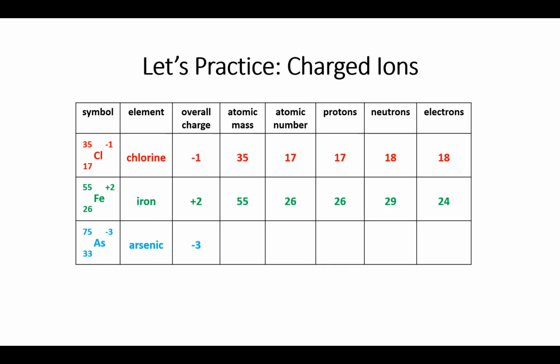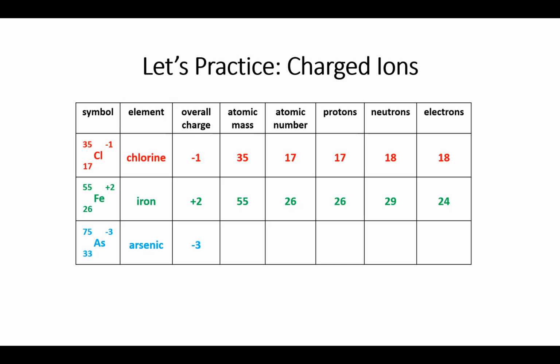If it has a +2 charge, that means we must have lost 2 electrons. If you look at the overall balance here, the nuclear charge is a +26. That's coming from your protons. There's a -24 coming from the 24 electrons circling around the nucleus. When we add those two up, we get a +2 overall.